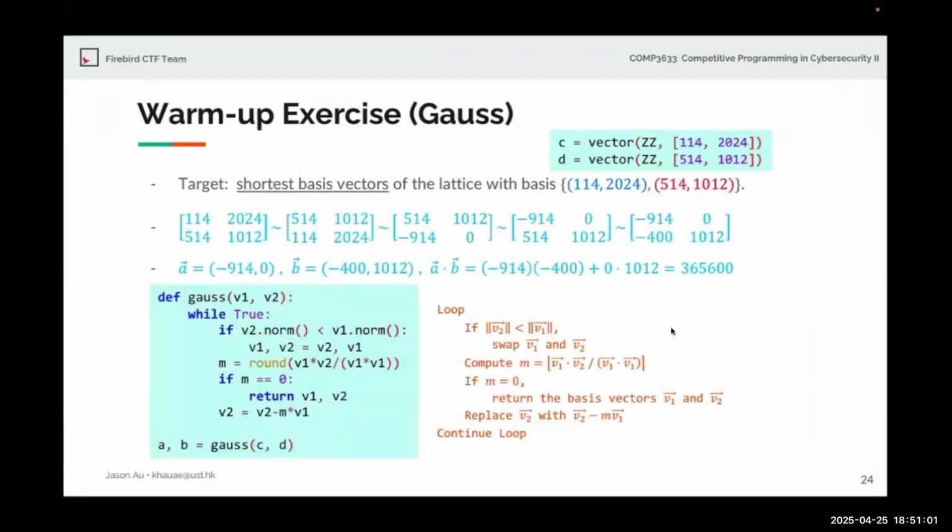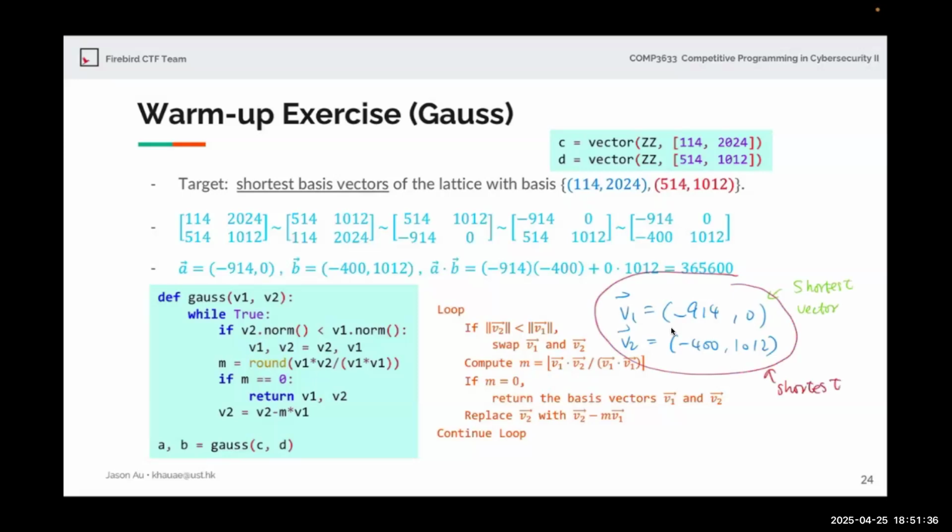So yeah, this one, negative 914 and 0, would be the reduced V1, vector 1, and then the reduced V2 is 400 and 1012. So the first one would be the shortest vector. Okay, shortest vector. And then the combination of these two is the shortest basis, or we call it a good basis.